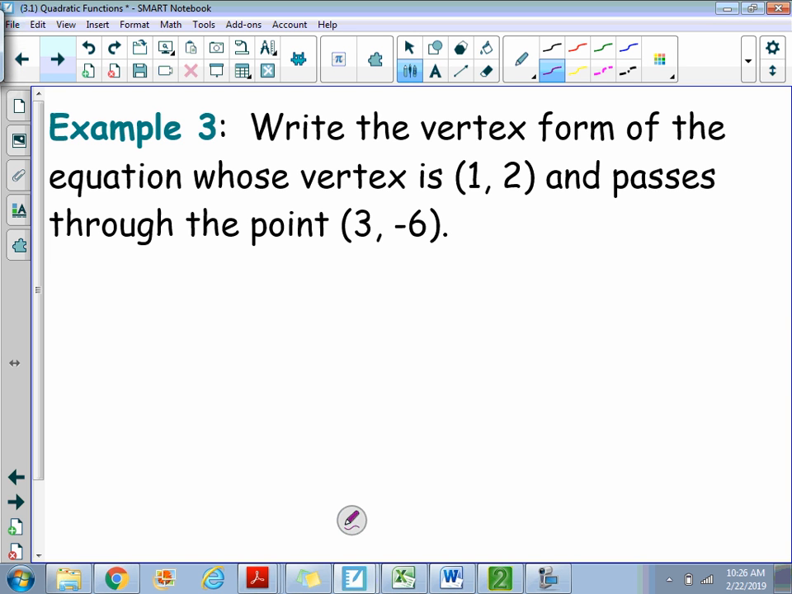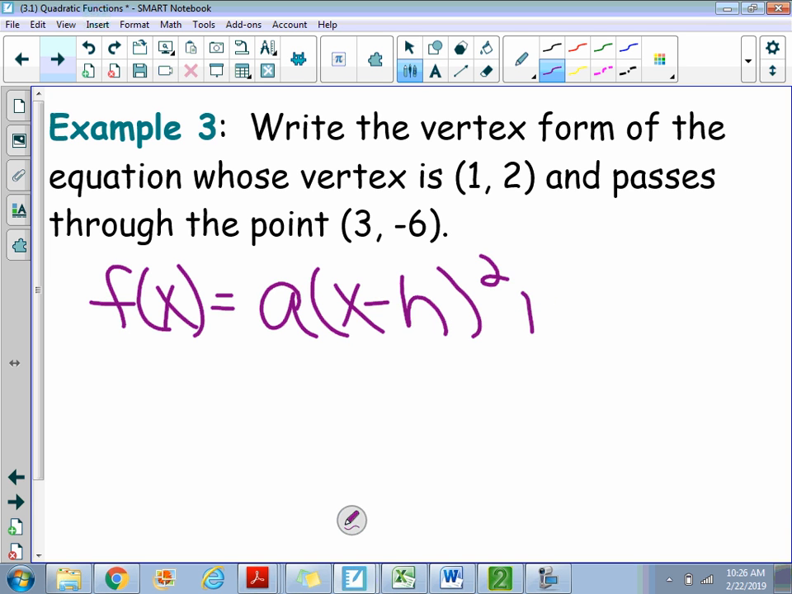All right, so different kind of problem. What if I give you the vertex and I give you a point? How are you going to write the equation? I want it in vertex form. So f of x is equal to a times x minus h quantity squared plus k. How can I use that to help me figure out the equation? Fill in this stuff. What am I filling in? H and k. So this is h and this is k, right? And then what do these represent?